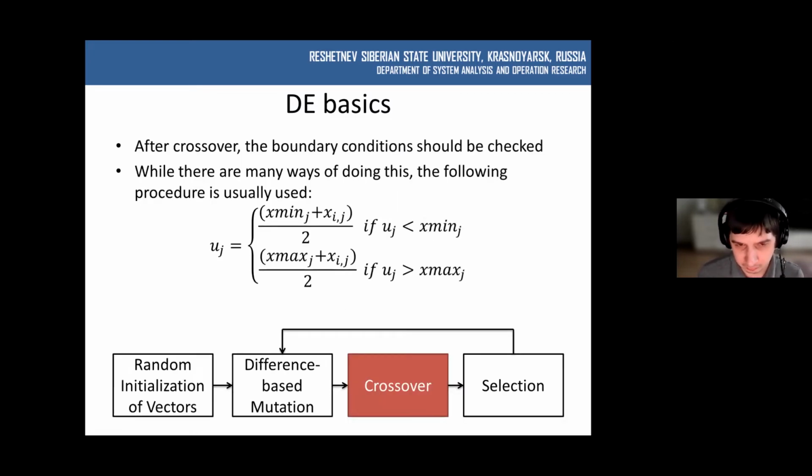Also, we should apply some boundary condition checking method. This is the way that it is usually done in differential evolution, because, well, if you just hit the minimum and you set the point to the minimum, this is usually not a very good idea.